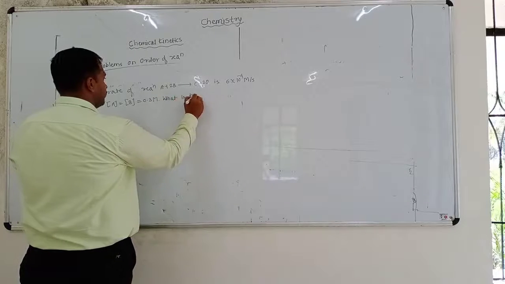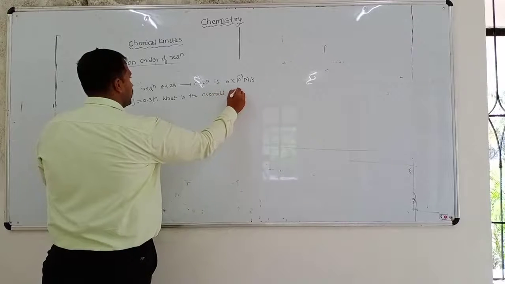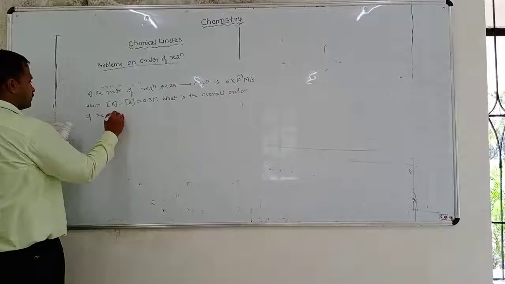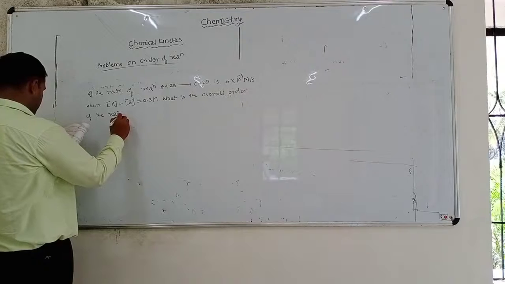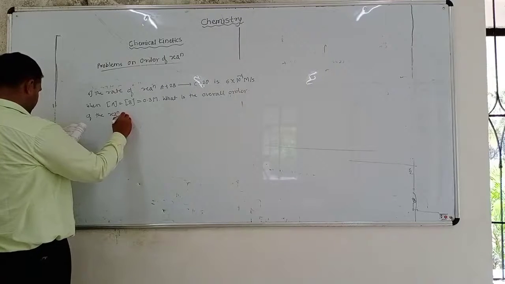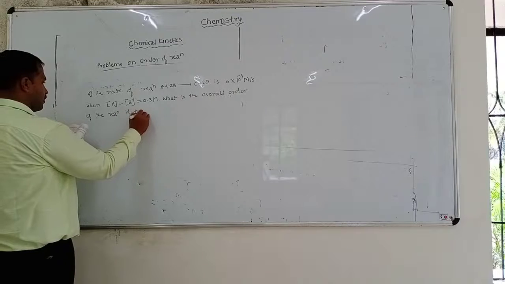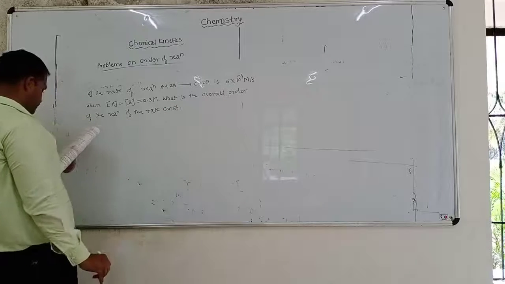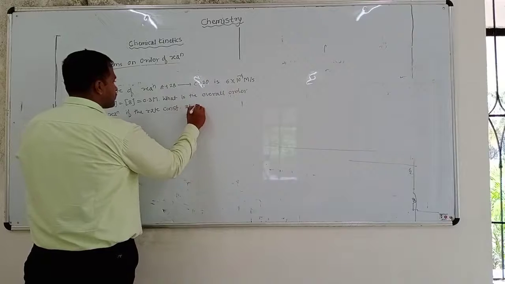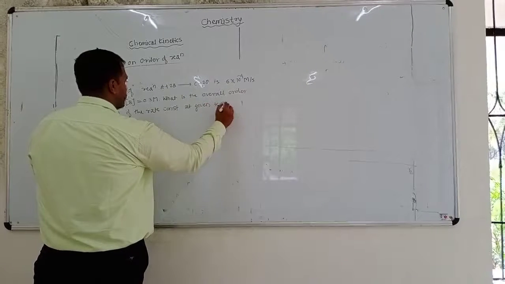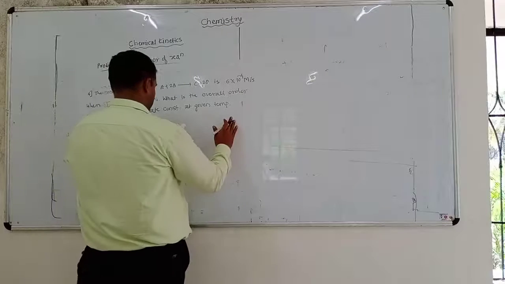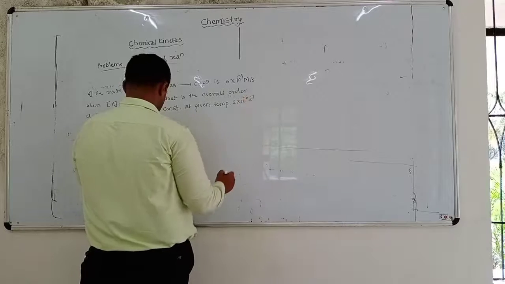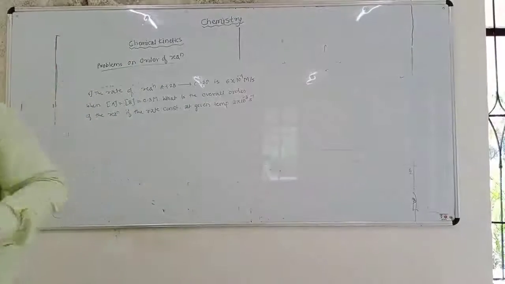What is the overall order of the reaction if the rate constant at given temperature is 2 into 10 raised to -3 per second. Okay, बघूया काय करायचं याच्यामध्ये.